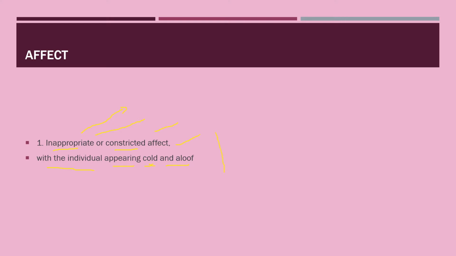Out of all the 9 symptoms, at least 4 must be present, and they must be present persistently. It's not only one day the person is behaving like that. That is their habit, that is their nature, from which you can identify, oh, this person is always behaving like this. He will laugh when there is sad news and stuff like that.